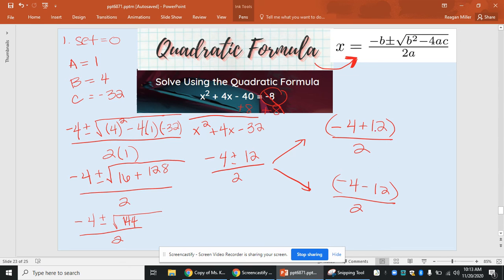All right, so make sure that you do everything in the numerator first. Negative 4 plus 12 gives you 8 over 2, and 8 divided by 2 is 4. Okay, and then you have negative 4 minus 12, which gives you negative 16 over 2, which obviously simplifies to negative 8. So here are your two answers. X is equal to 4 and negative 8.